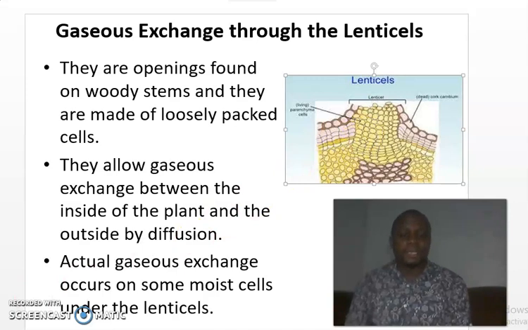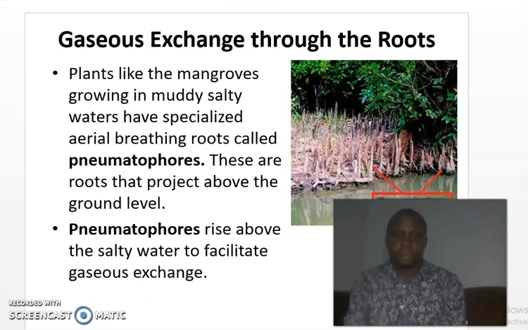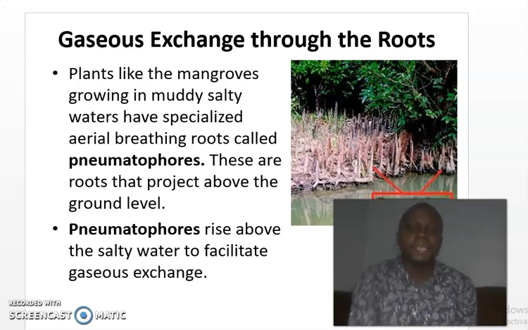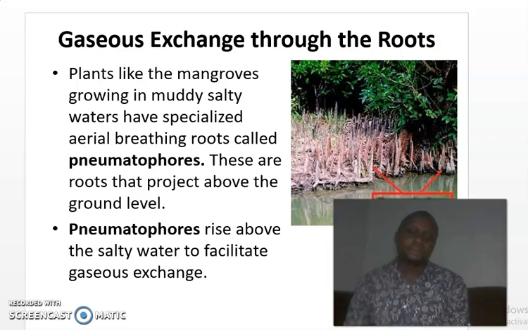Now, let us discuss the second part of our lesson, gaseous exchange through the roots. Now, plants which grow in salty waters and also muddy areas undertake gaseous exchange through specialized roots. These specialized roots are called pneumatophores. Examples are in mangroves.